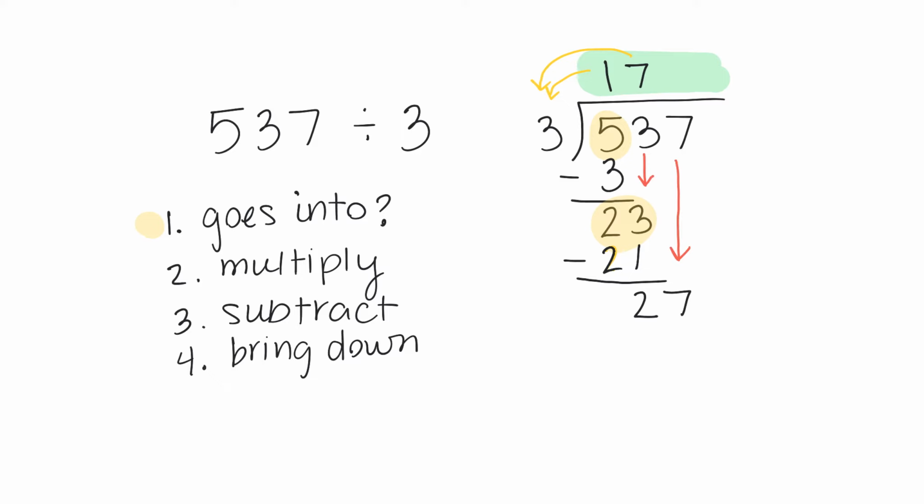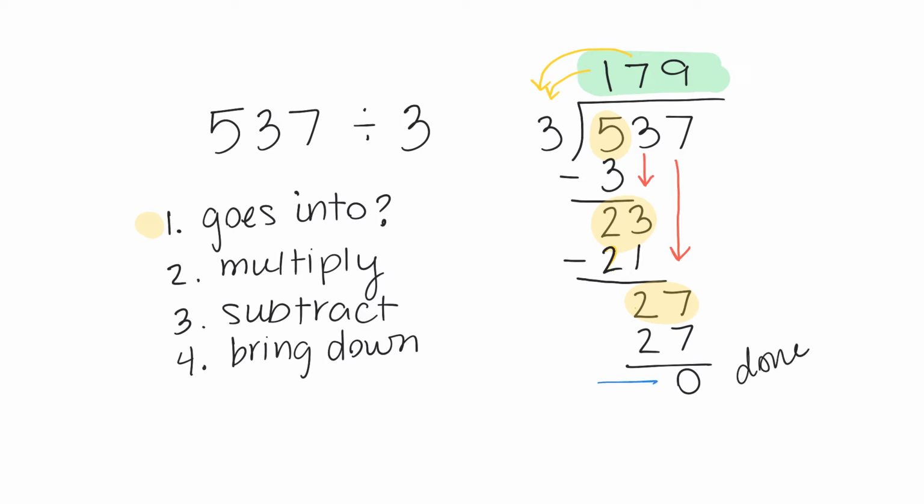So now I'm going to start over. My new number is 27. So 3 goes into 27 how many times? It goes in 9 times. Wow, good math. Okay, 9 times. So 9 times 3 is 27. And I subtract, I get a 0. I have nothing left to bring down, so I am done.